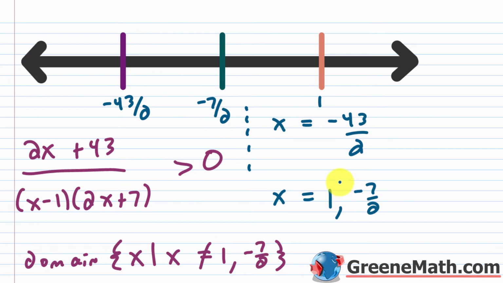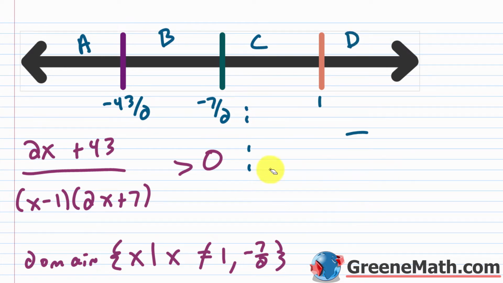So essentially, I'm just going to test inside of each interval. So let's just say this is A. That's anything less than negative 43 over 2. This is B, that's anything between negative 43 over 2 and negative 7 halves. This is C, that's anything between negative 7 halves and 1. And this is D, that's anything greater than 1. To get some room, I'm going to get rid of these. I think we know what we have here. And we also know this is a strict inequality here. So if we think about negative 43 over 2, negative 7 halves, or 1, those are all going to be excluded. Okay, so we can just determine that now.